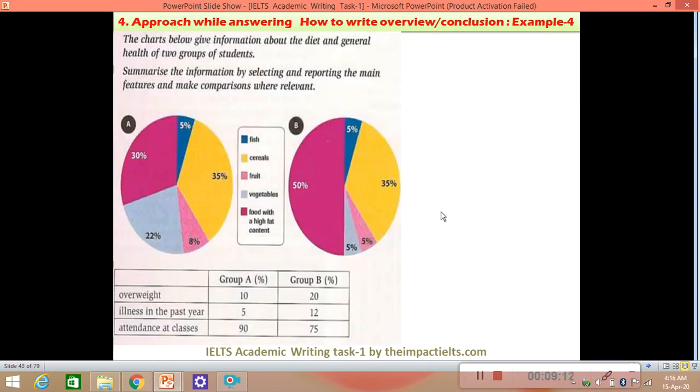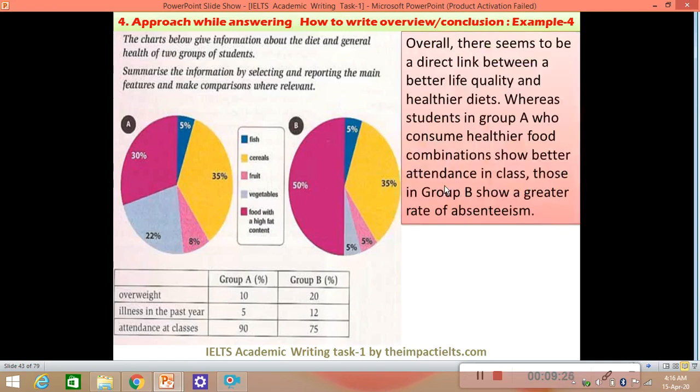Next is again two pictures. You can see there are two pictures in the next question again. There are two groups, and this is the food choice, and this is the effect of the food choice. So we have to take all of it. Because it has much information, it has become long. But the third beginning can be "overall." Overall, there seems to be a direct link between a better quality of life, meaning the kind of food they're eating, and healthier diets.